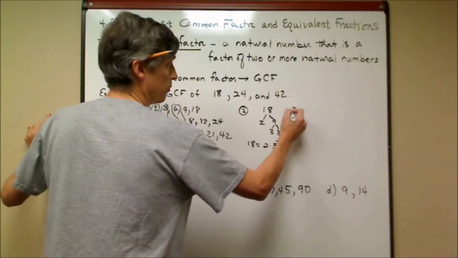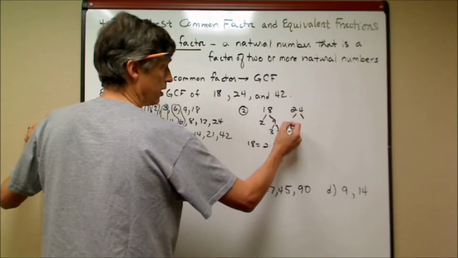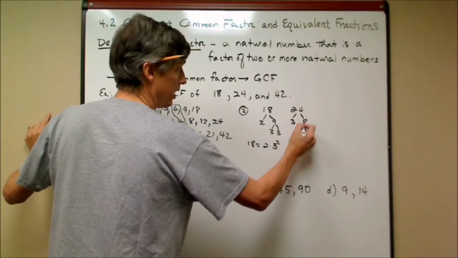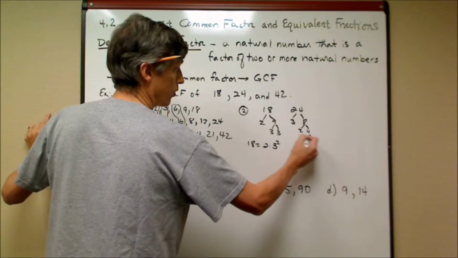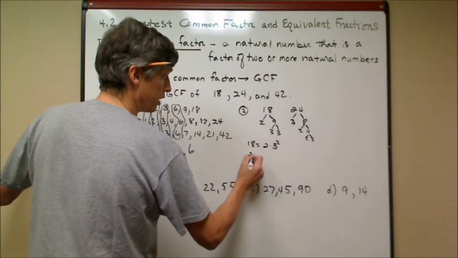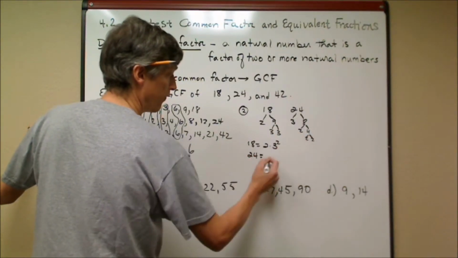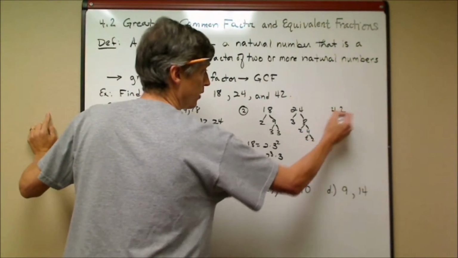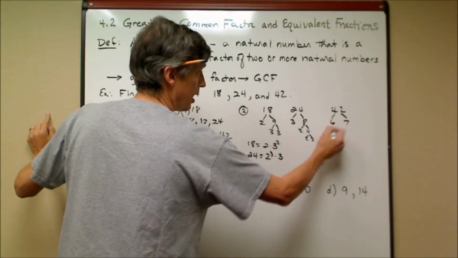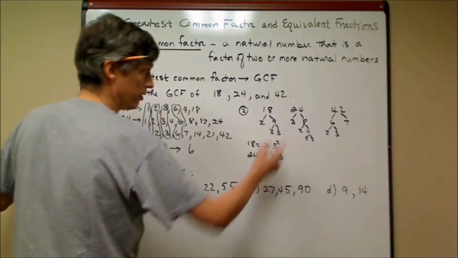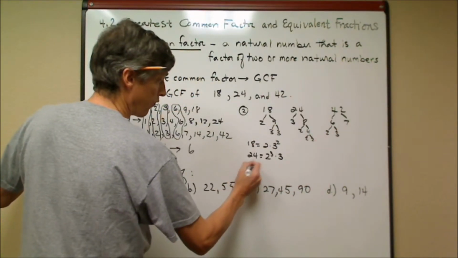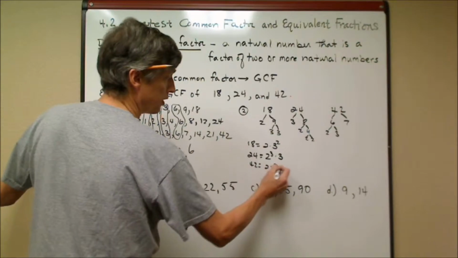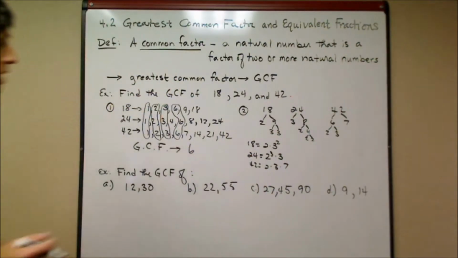Then I do the same thing with 24. I break it apart. 24 would be 3 times 8. 8 is 2 times 4, and 4 is 2 times 2. So I'm looking at 24 being 3 factors of 2, and 1 factor of 3. 42, that's 6 times 7, and 6, of course, is 2 times 3. Those are my primes there. So 42 is equal to 2 times 3 times 7. These are the prime factorizations of 18, 24, and 42.